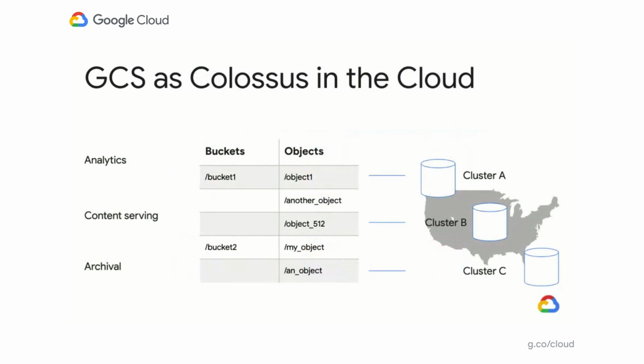GCS kind of thinks of each cluster in Google's fleet as an abstract disk. And by managing these clusters intelligently, it's able to handle all the diverse workloads that users bring to GCS, like content serving and archival and analytics, and do it efficiently. The way we think of GCS is that it's Colossus in the cloud.